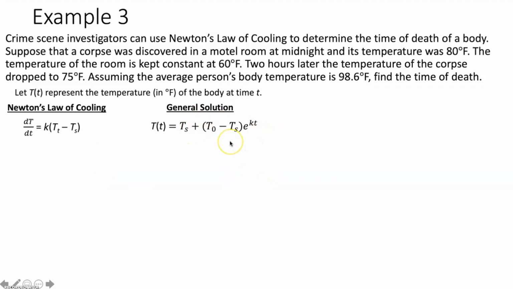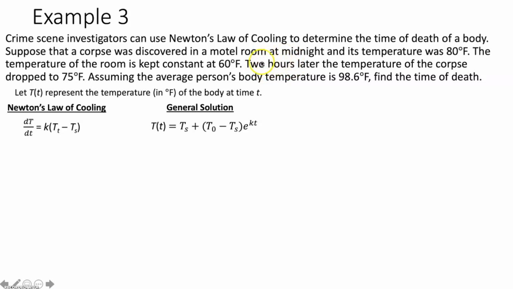Now, in problems like this, we always need to figure out what k is first. And in order to find k, they usually give us some initial condition. So was there an initial condition provided? Well, we know the temperature of the body was 80 degrees Fahrenheit when it was found, so that's going to go in T sub 0. That's our initial temperature. The room is kept at a constant 60 degrees Fahrenheit, so that would be our surrounding temperature. It says 2 hours later.